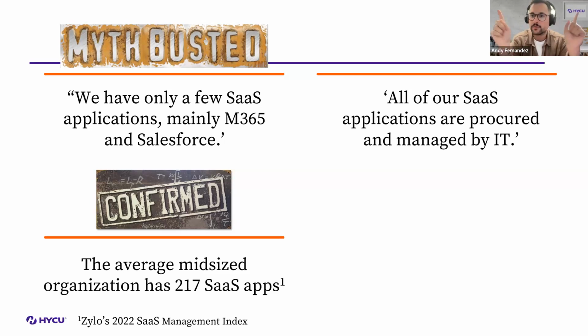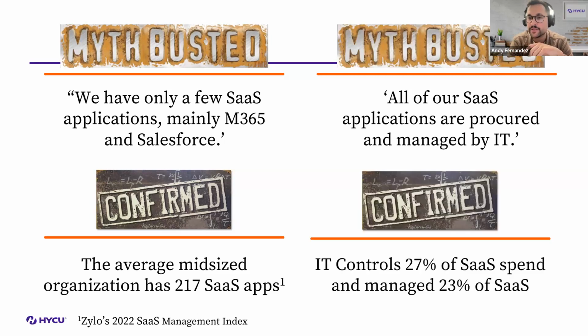Now that's just the total volume, right? 217 SaaS apps. So what about how much of that is actually within the purview of IT? And once again, what we find when we have conversations with CISOs is they say, look, the majority of our critical applications, yeah, there's some shadow. Maybe somebody's using a Notion page with their credit card or Smartsheet or something like that. But all of our critical applications, they're managed and procured and paid for by IT.